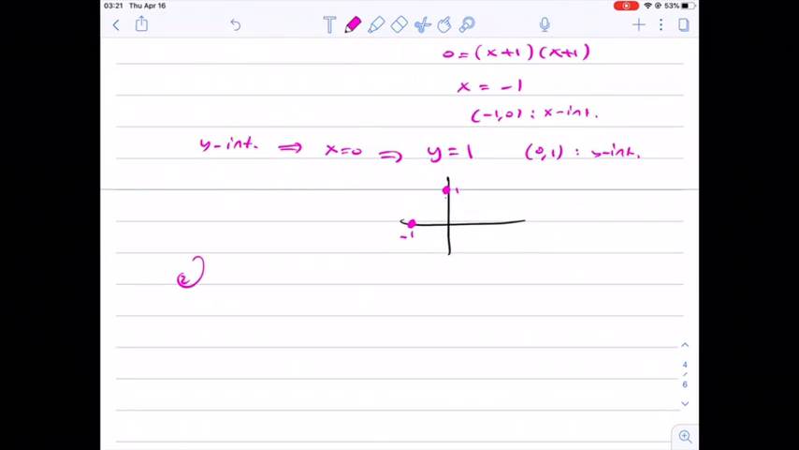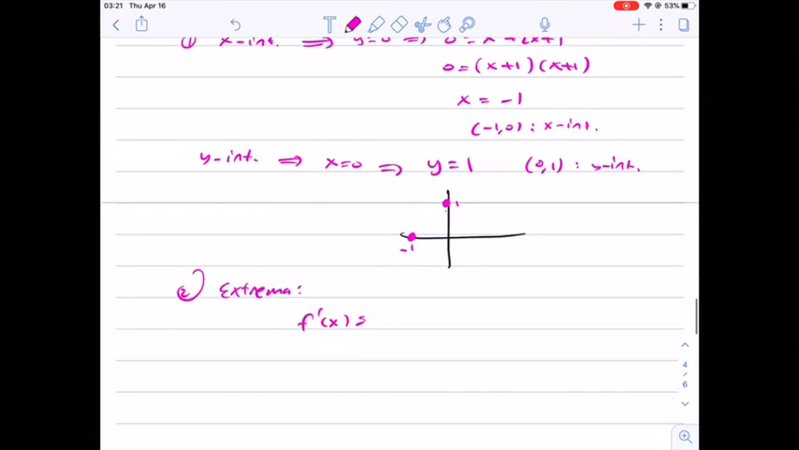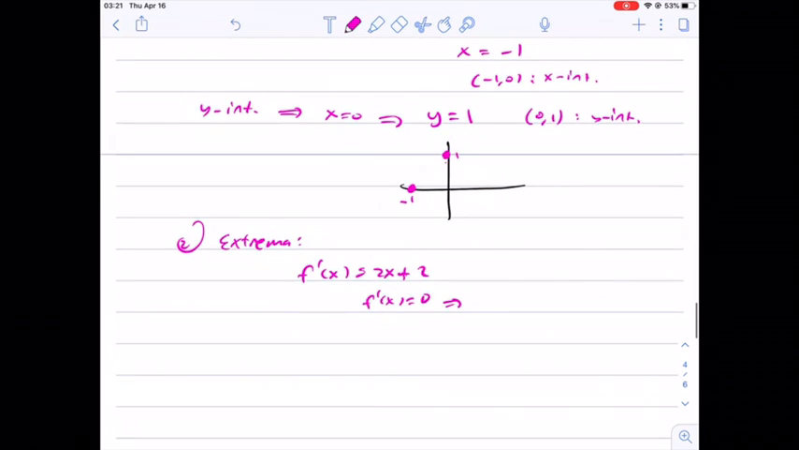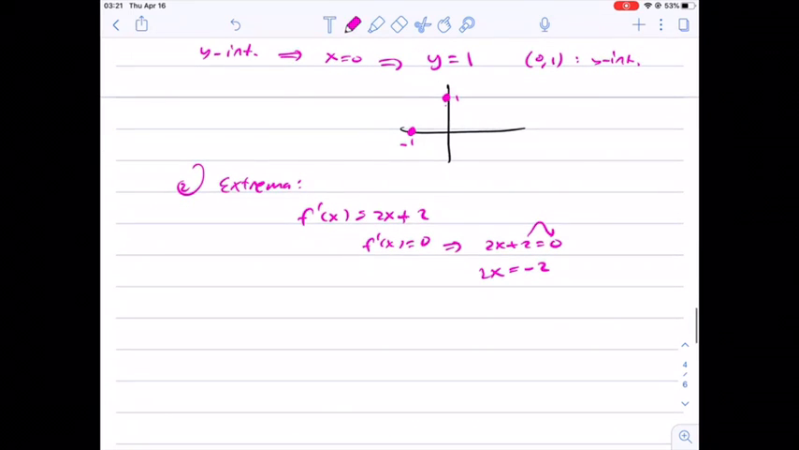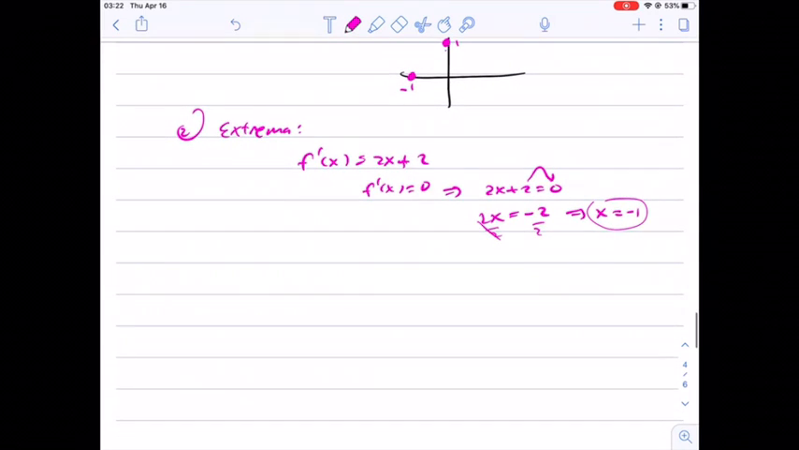Now then we find the extreme values. That means we need to find the first derivative of the function. The first derivative is 2x plus 2, and set this equal to 0. So we have 2x plus 2 equals 0. Bring this to the right hand side, you get 2x equals -2. Then divide both sides by 2. X equals -1.